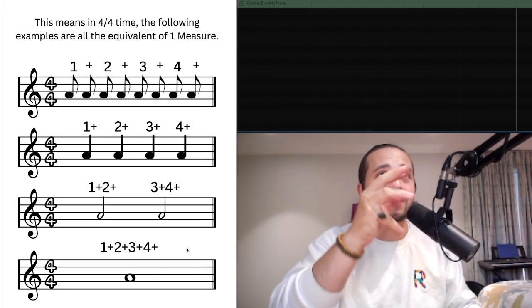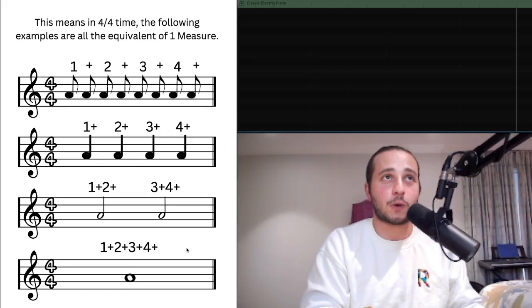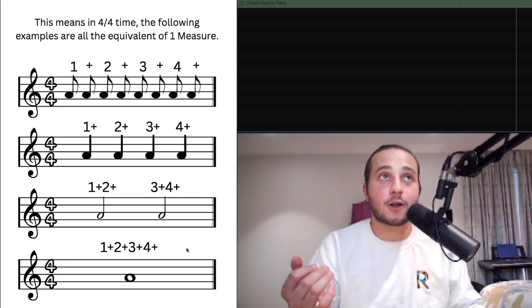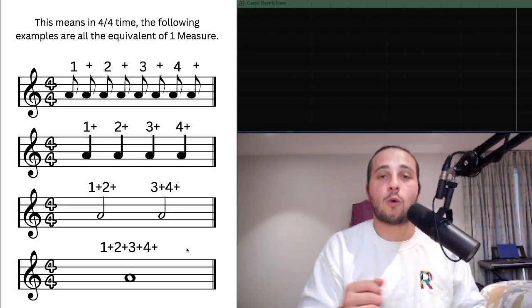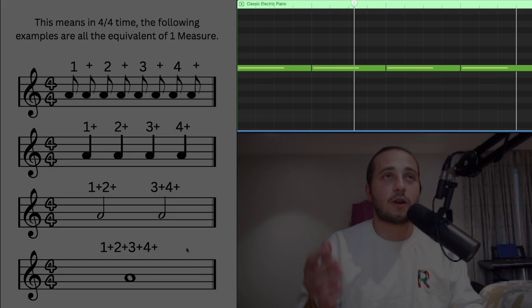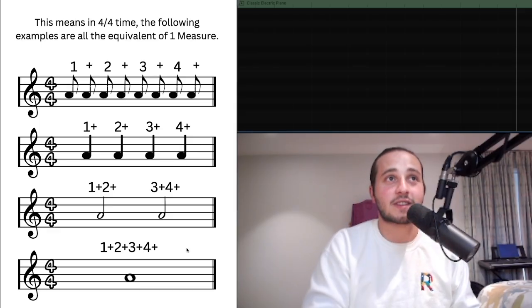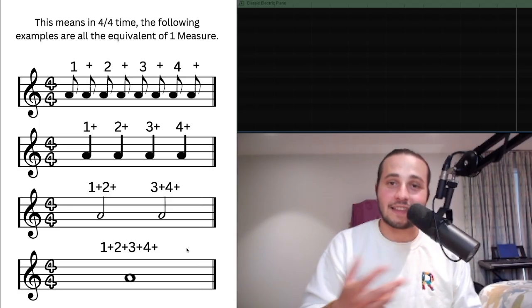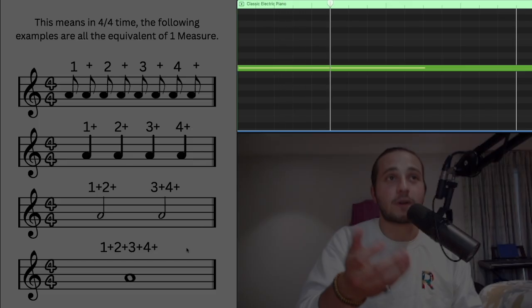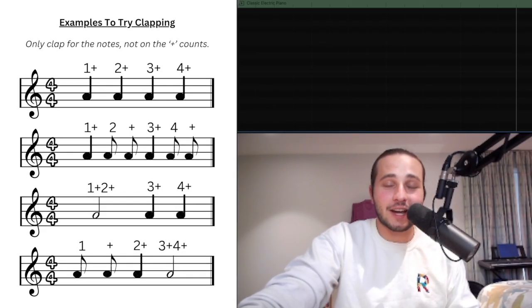So this means in 4/4 time, the following examples are all the equivalent of 1 measure. If it's all just eighth notes, that's 8 eighth notes, which equals 1 measure. Or in quarter notes, 4 quarter notes, or 2 half notes. That's 2 half notes. And lastly, the whole note. Pretty straightforward. So here's some examples to try clapping along to.